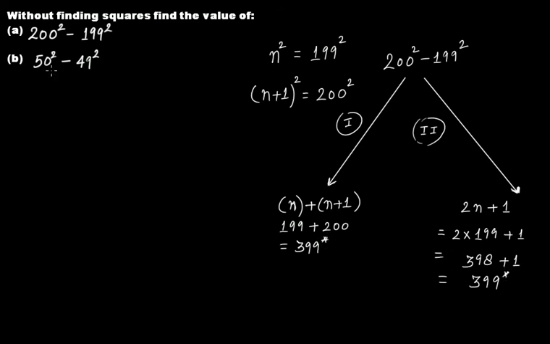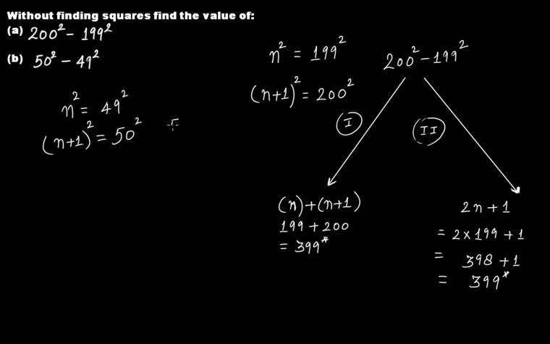Same thing can be done for 50 squared minus 49 squared. In this case n is 49. Sorry, I made a mistake. N is 49, and n plus 1, the consecutive number, is 50. So n squared and n plus 1 squared are 49 squared and 50 squared.